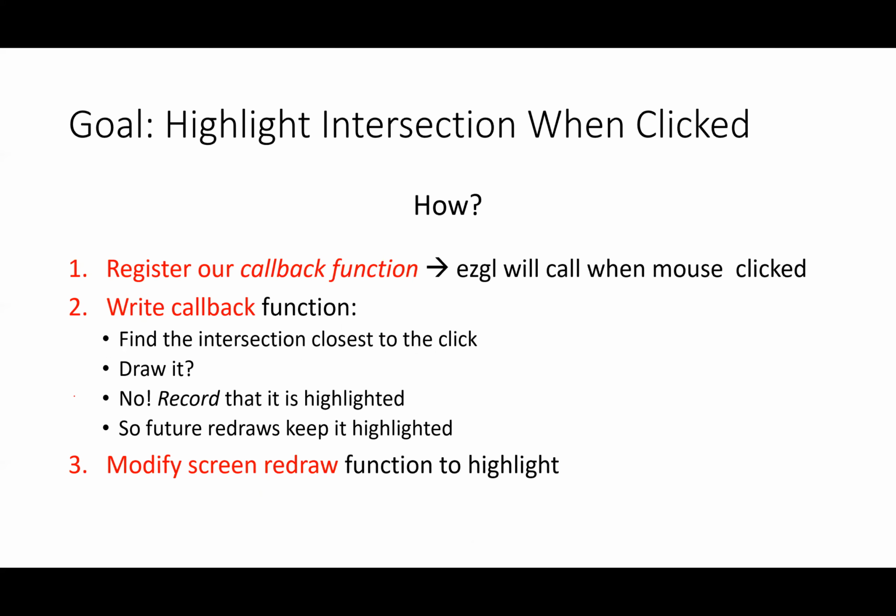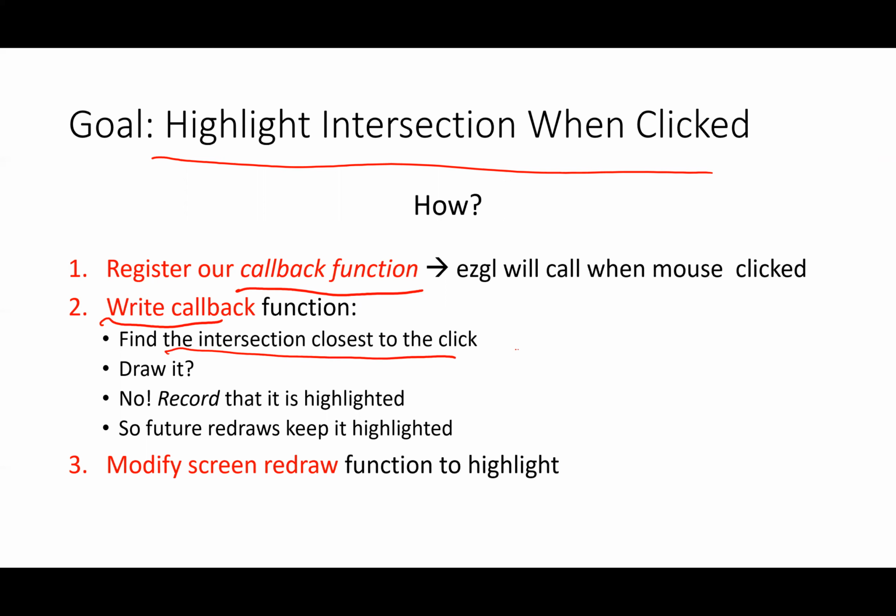So what are the steps to highlighting an intersection when it's clicked? We need to register a callback function so that we get called when there's a mouse click in the graphics area. We already did that. We need to write the callback function, and it's going to have to find the intersection closest to the click. We already did that. Then don't draw it; you have to record that it's highlighted instead. And now your redraw function should be modified so that it looks at that highlighting information and changes how it draws the screen. Now your highlighting is persistent, no matter how many redraws you get. Does that make sense?